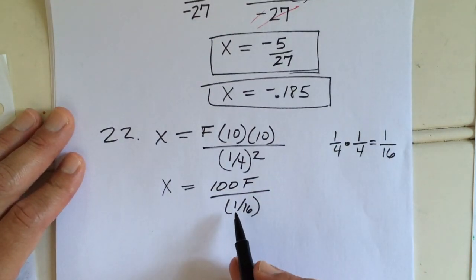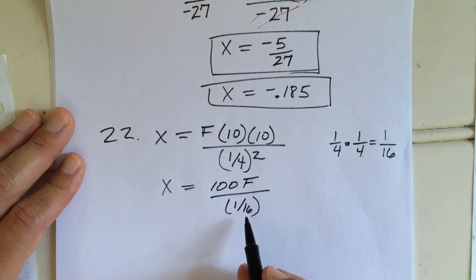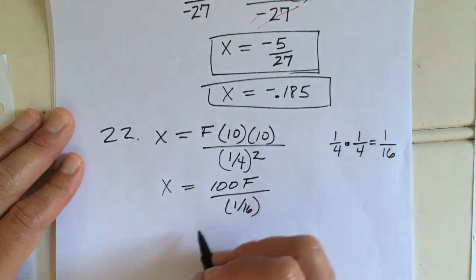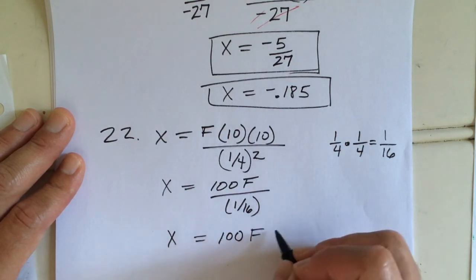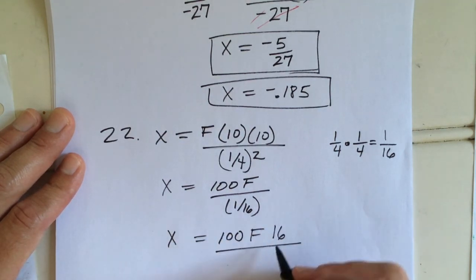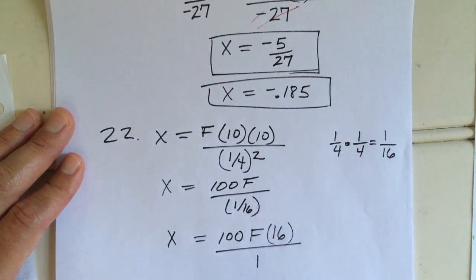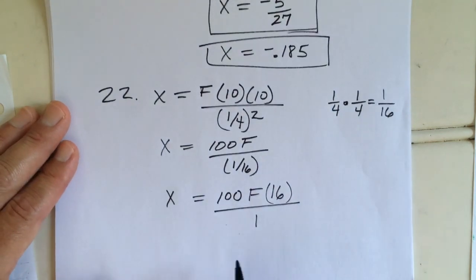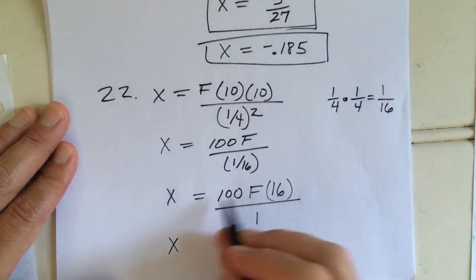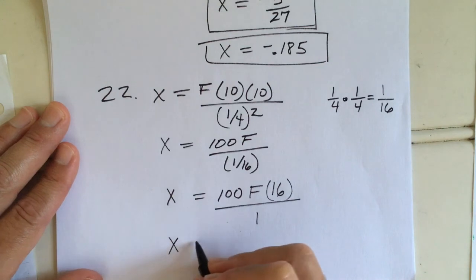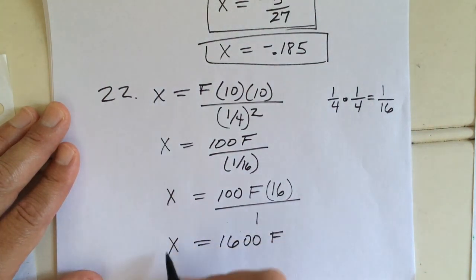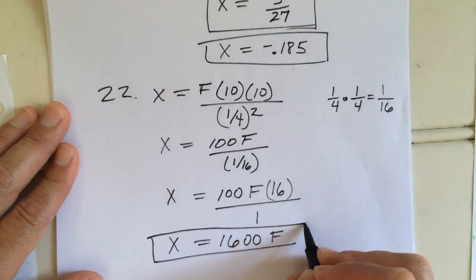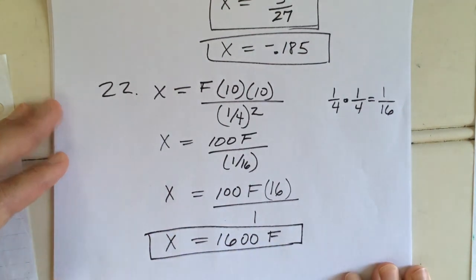Okay, then we remember our rule about a fraction on the bottom. We multiply by the reciprocal. The reciprocal of 1/16 is 16/1. So we're going to go ahead and say x then is equal to 100f times 16/1, right? And so we have 16 100s, which is like if you're playing Monopoly, 16 $100 bills, you would have 1600 times f. And that's it. So there we go.